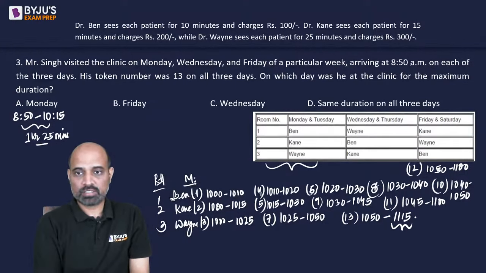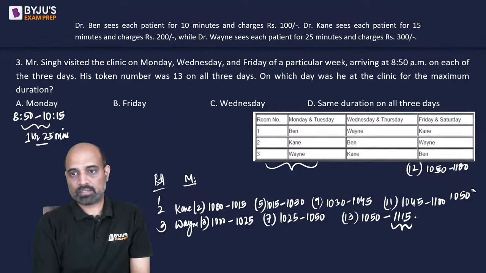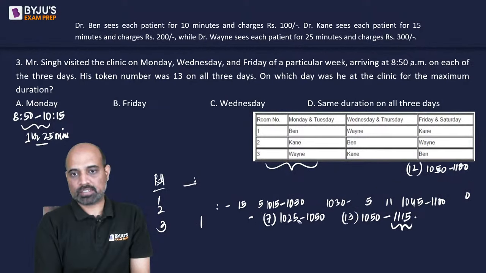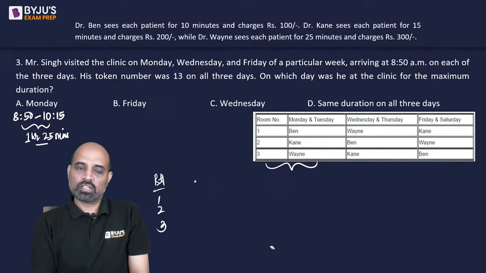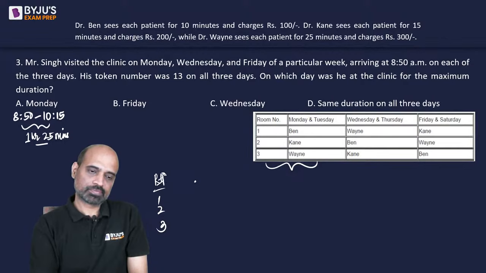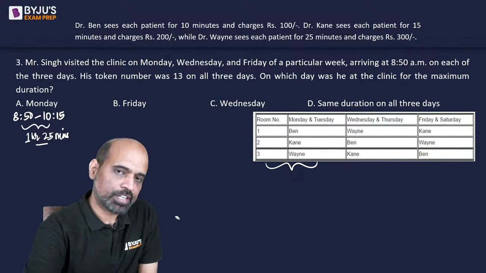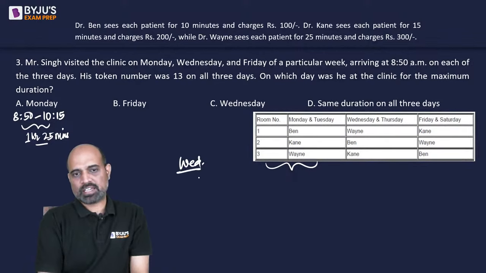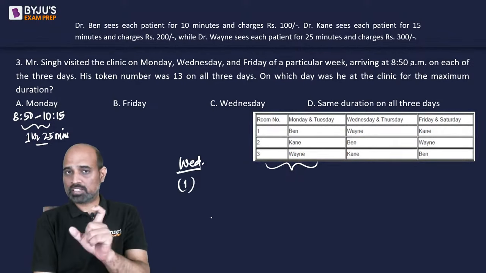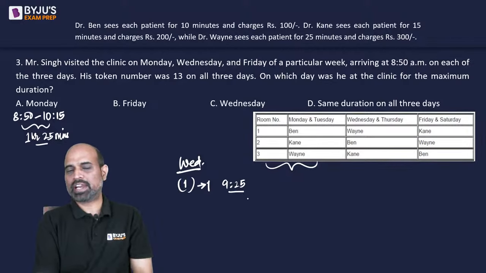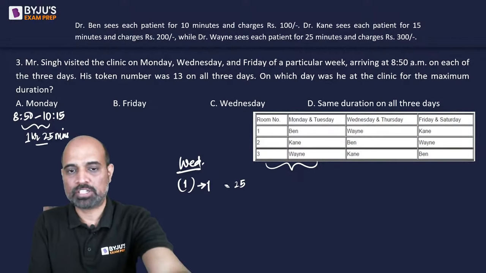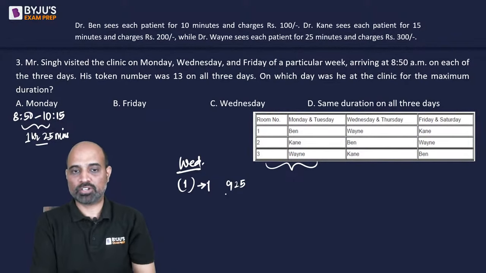Let's look at Wednesday. So I'll have to change this. Let's write it in a different way. If you're talking about Wednesday, let's talk about token number 1. So bracket 1 is token number 1. They will go to room number 1 and will be seen by Dr. Wayne, and he is going to get done with him by 9:25. I'm only writing down the time by which a particular patient is going to be free from that doctor.